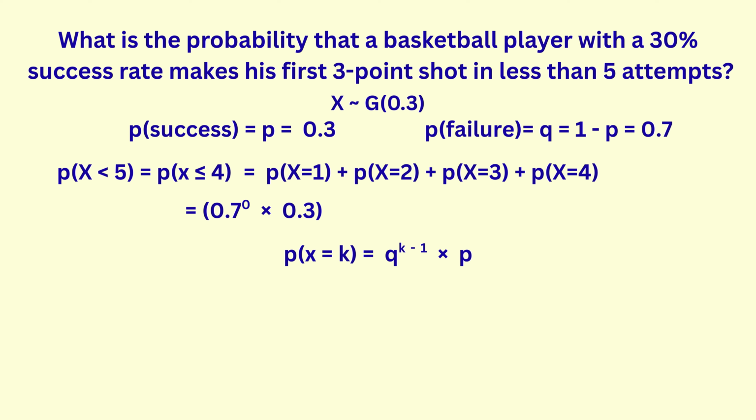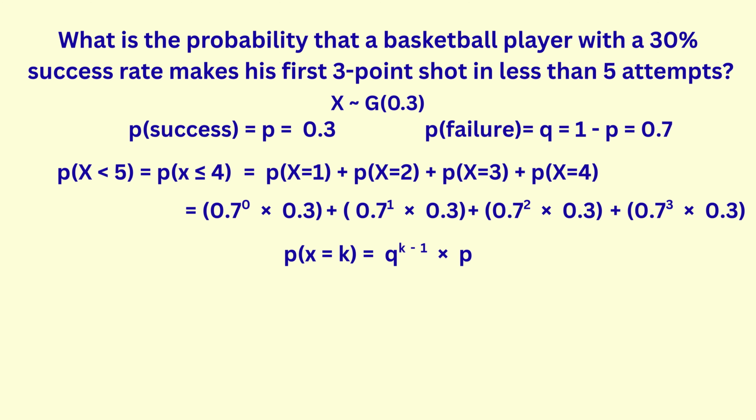The probability of x equals 2 is probability of failure, which is 0.7 to the power of 1, times probability of success, which is 0.3 to the power of 1. The probability of x equals 3 is 0.7 to the power of 2 times 0.3. And finally, the probability of x equals 4 is 0.7 to the power of 3 times 0.3.